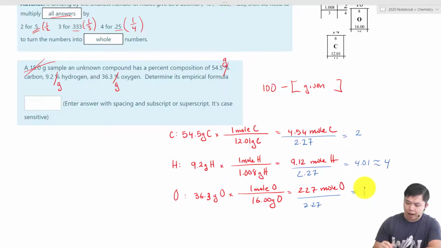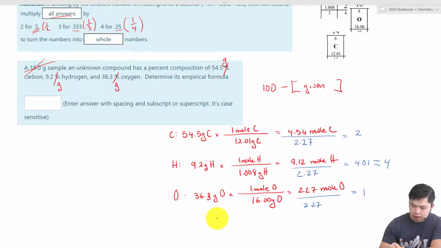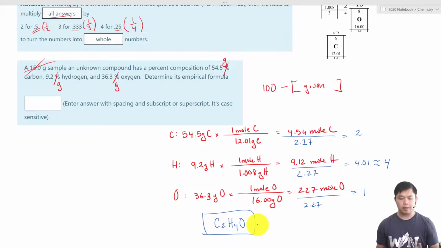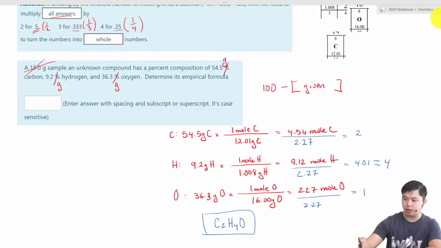So now what do we have? That tells you we have 2 carbon, 4 hydrogen, and 1 oxygen. So our chemical formula is C2H4O, because we don't really write the 1. That's how we do it. Now, are you ready to try the advanced question?